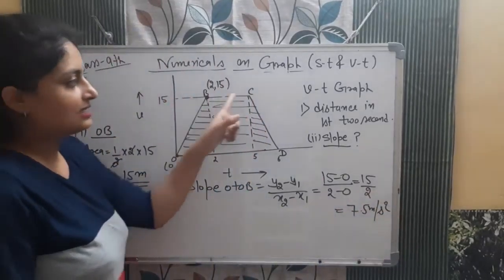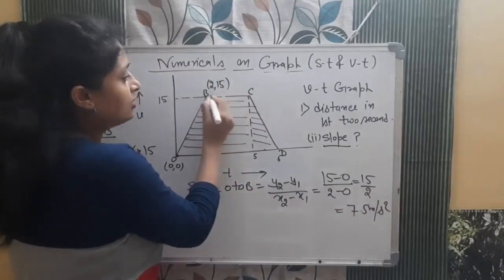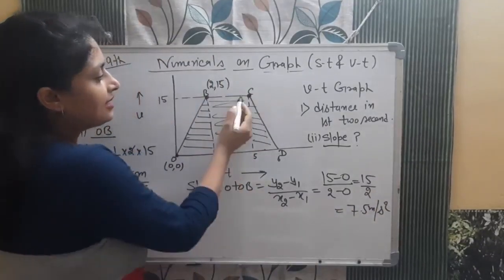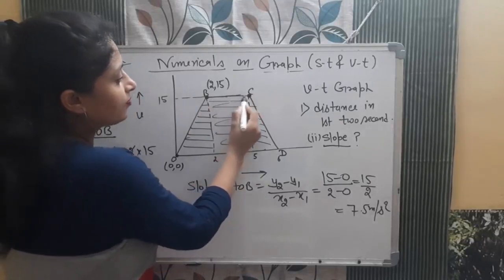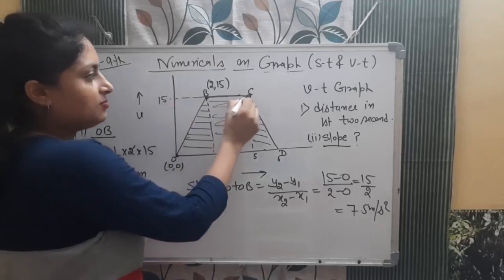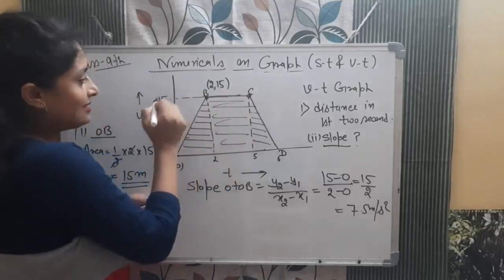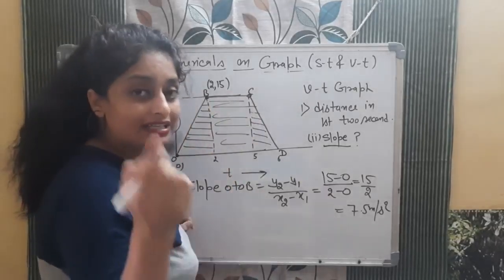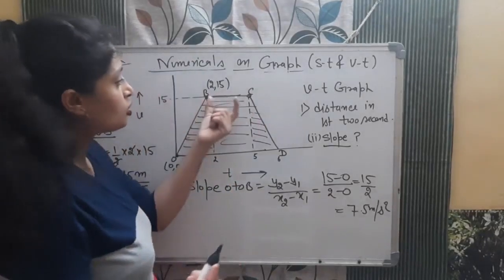Okay, second case, B to C. Now again you need to take 2 points. Now y1 and y2 both will be the same. For B, y1 is 15, and for C, y2 is also the same, 15. So y2 minus y1 is 0, and 0 by anything is 0. So the slope will be 0.